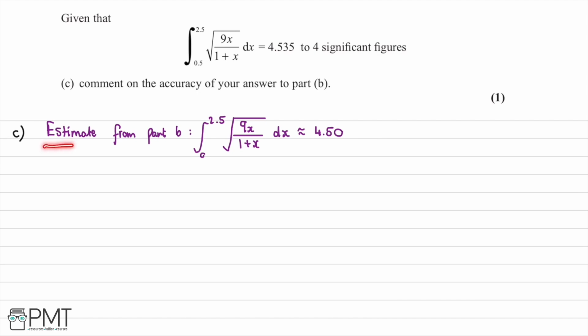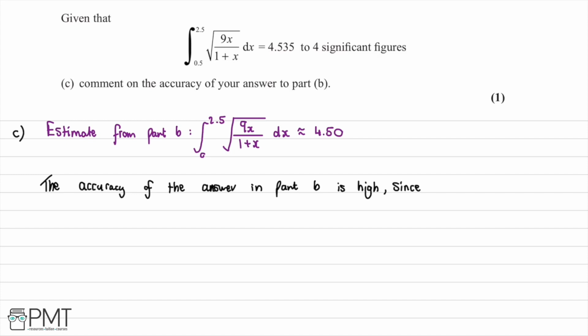So we recall our estimate from part B, so remember this was an estimate using the trapezium rule, and we had that this was 4.50. So what we can see here, we have a real value of 4.535 and an estimated value of 4.50. So from this, we can make the conclusion that we have an accurate estimate. Why is this? This is going to be because our estimate is very similar to our actual answer. So just writing it down, we can say that the accuracy of the answer in part B is high.